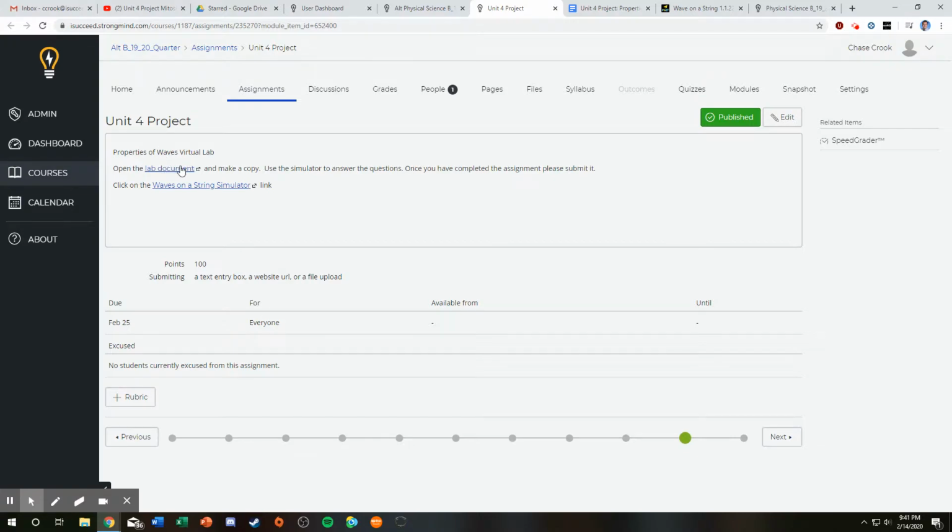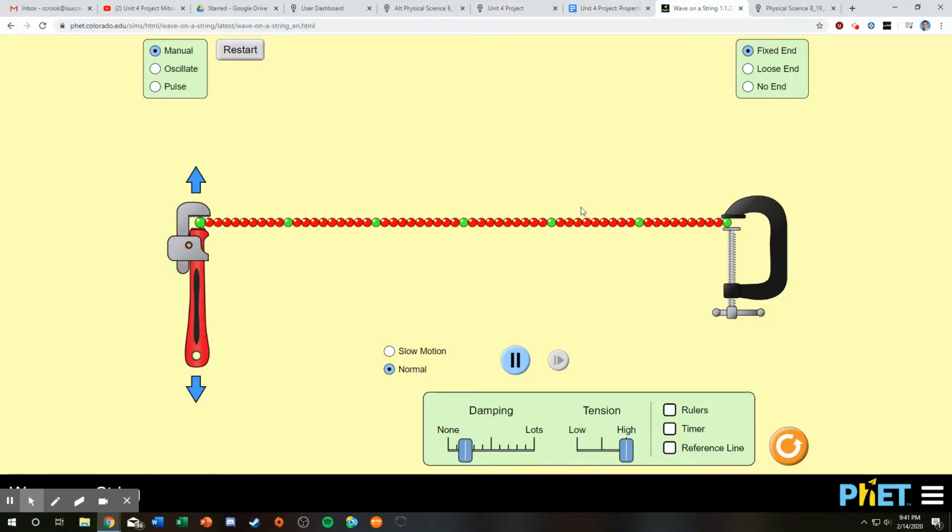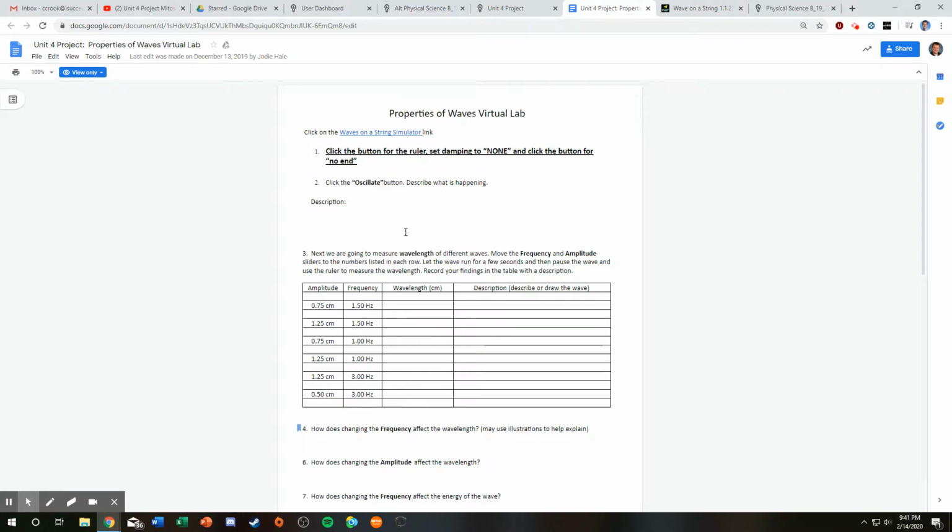To do this, you'll just need to click on this link, and this link. It'll bring you to both locations here. So you'll have this simulation that you'll be playing with, and then here's the lab handout that you will be able to mess around with.